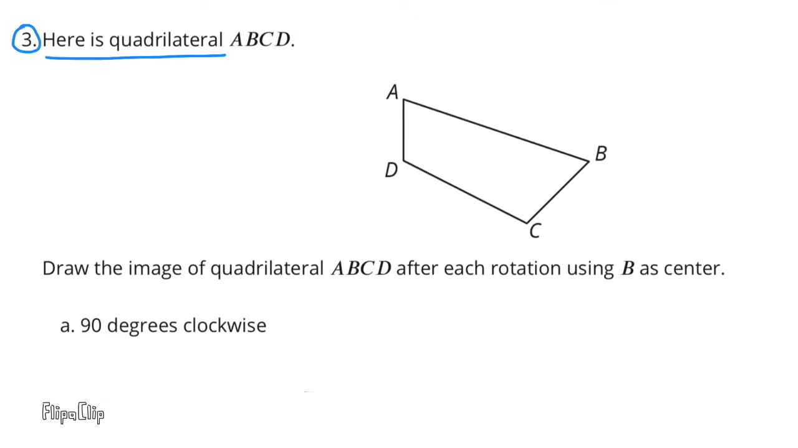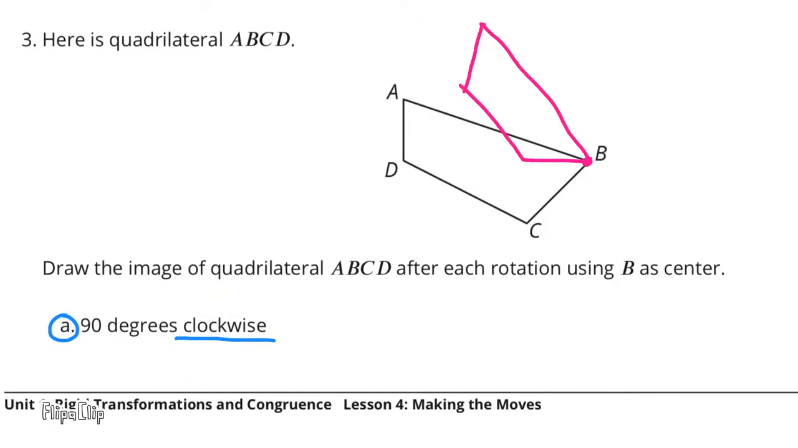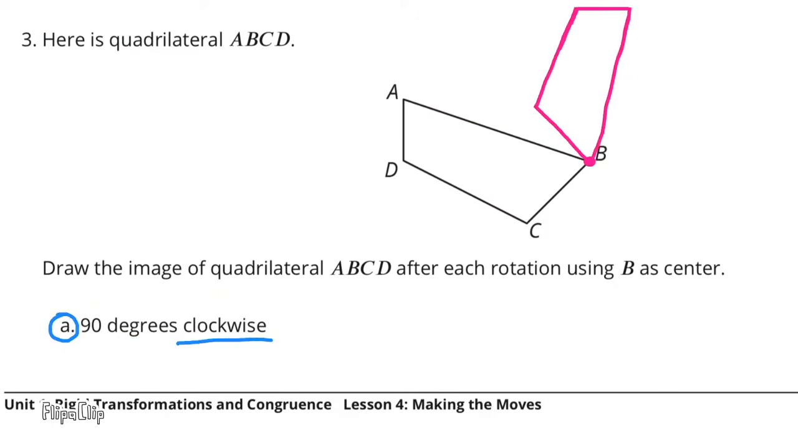Number 3. Here is quadrilateral ABCD. Draw the image of quadrilateral ABCD after each rotation using B as center. A, 90 degrees clockwise. Here's a look at the image after a 90-degree clockwise rotation.